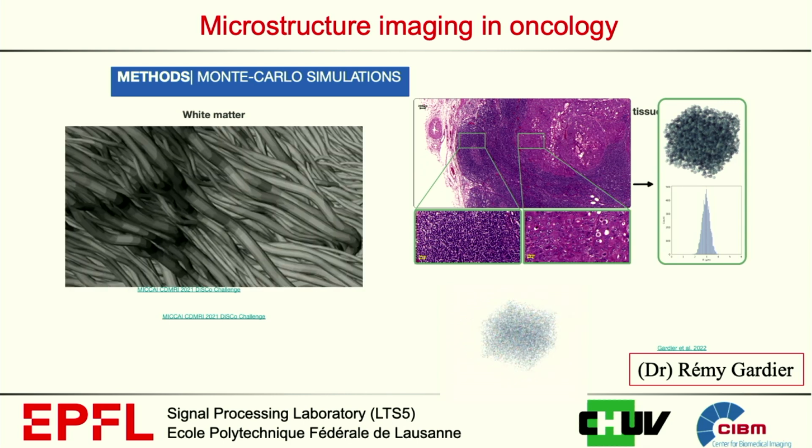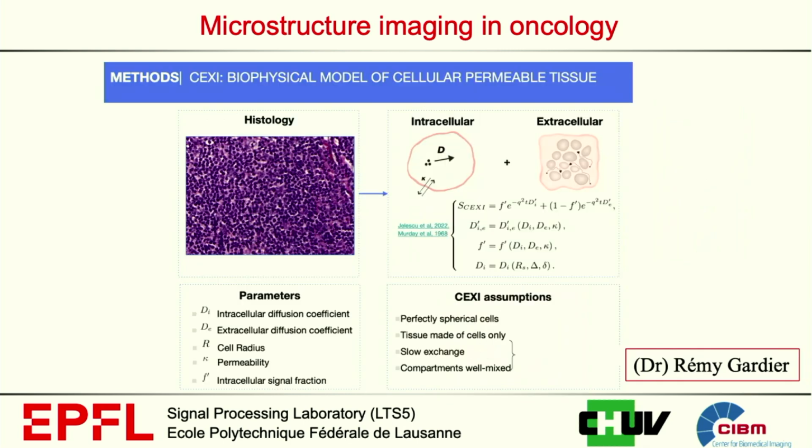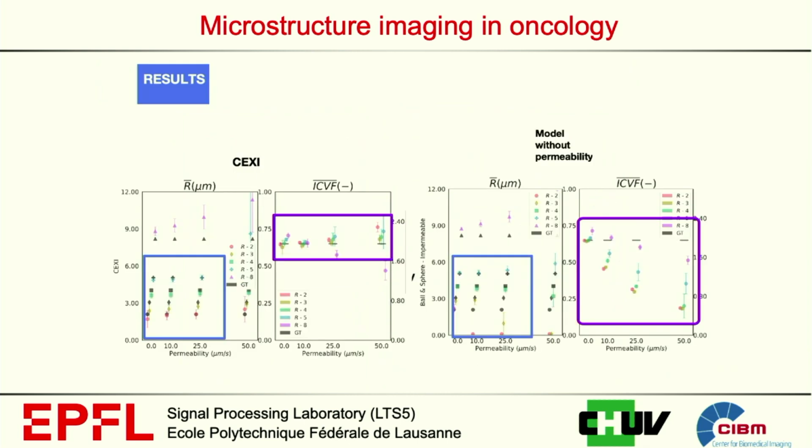Very much the same story, except that we now have to take into account the fact that the tissue is very permeable. To make a long story short, Rémi built a full model of the diffusion signal accounting for permeability, which is able for us, when we have a real signal, to really identify those parameters like the radius of the cells, the permeability, the diffusion coefficients inside and outside the tissue. We did that in simulations, showing that indeed permeability identification matters.